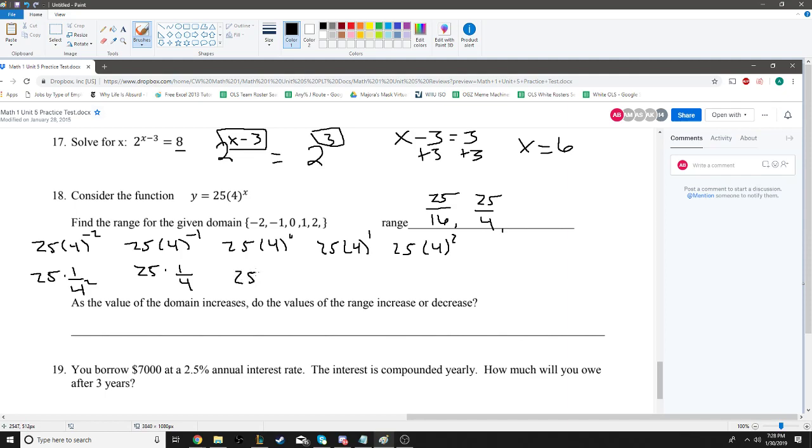Anything to the 0 power is 1, so that's 25 times 1 for 25. 4 to the first power is 4, and 25 times 4 is 100. And then 25 times 4 squared is 16, and 25 times 16 is 400. So that is your range. You'll notice that your range is increasing.